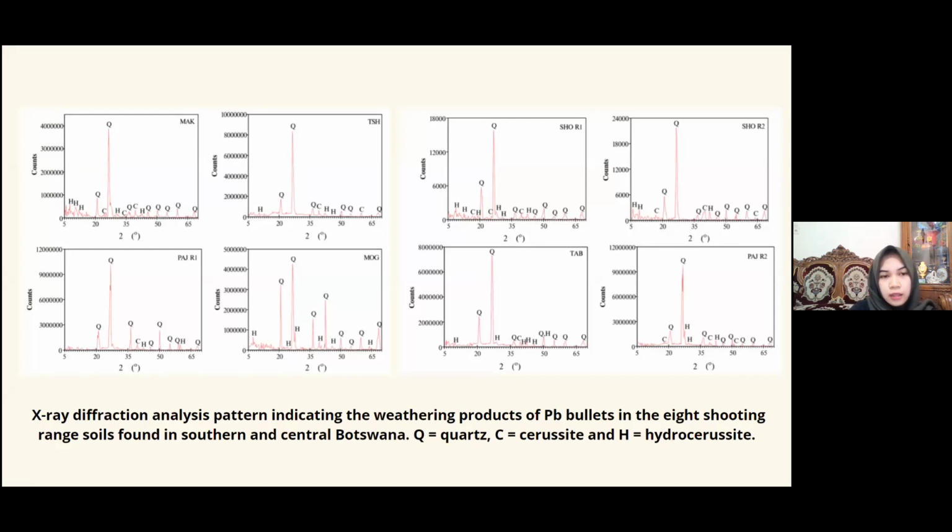As you can see on the slide, these are X-ray diffraction patterns. X-ray diffraction analysis patterns indicating the weathering products of lead bullets in the shooting range soils found in southern and central Botswana. Q shows quartz, C shows cerussite, and H shows hydrocerussite. Next.